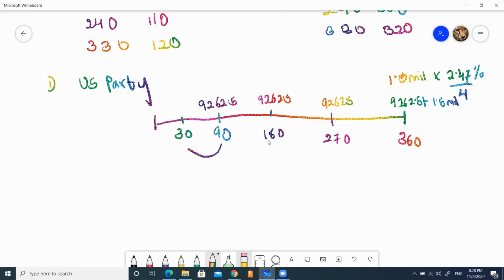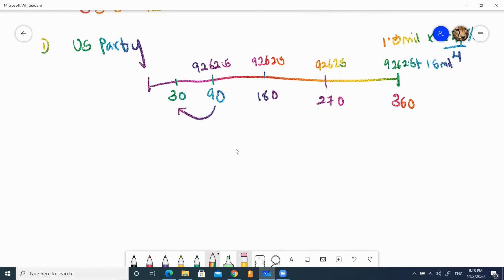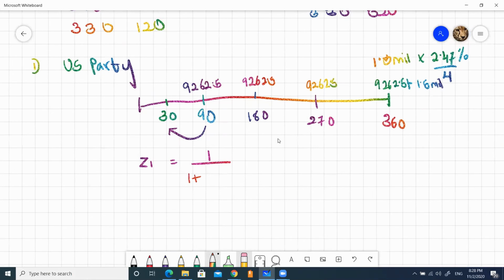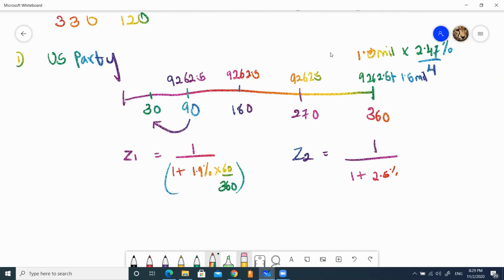Now this you have to discount for 60 days. And what is your 60 days rate in the US? It is already given as 1.9 percent. So how will you discount it? You first calculate all the Z factors. Your first Z factor is going to be 1 divided by 1 plus 1.9 percent into 60 divided by 360. And the second is going to be 1 divided by 1 plus 2.5 percent multiplied by 150 divided by 360, and so on and so forth. All four you have to do.